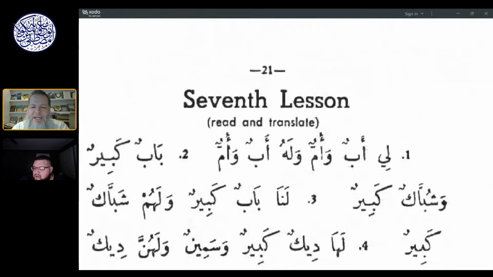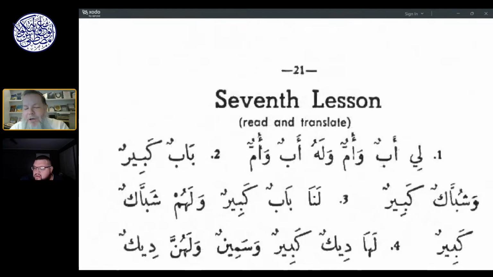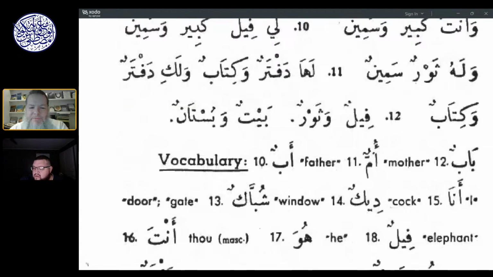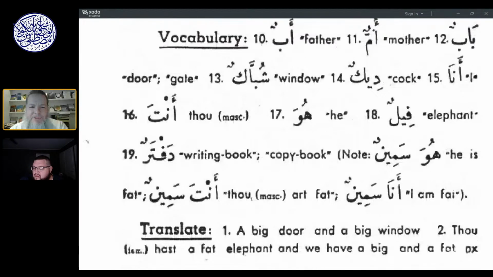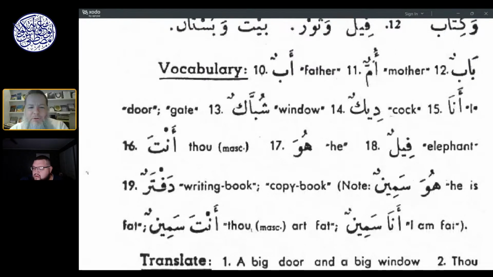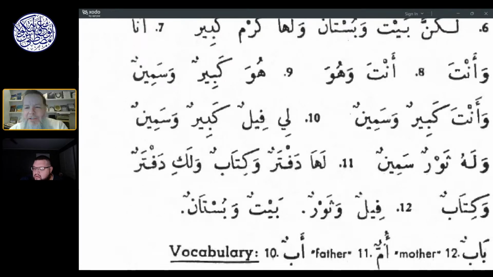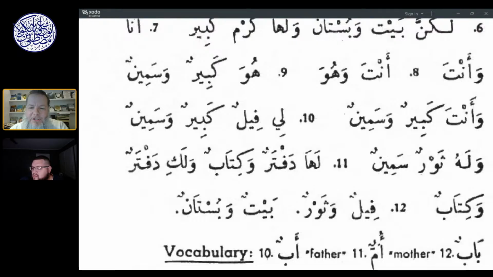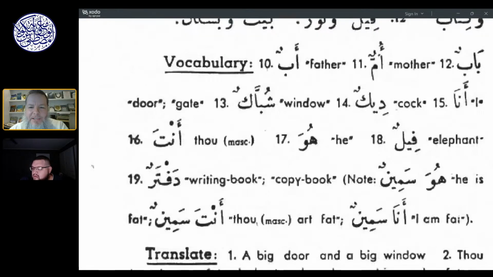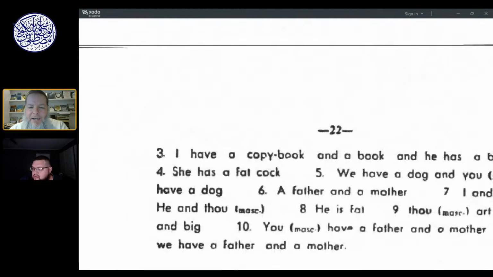Next lesson is just us learning new vocabulary words and using those words we already have, like li, laka, laki, lahu, laha, lakum, lakunna, lahum, and lahunna. Using those and learning how many new vocabulary words? It starts at 10 and goes to 19. So 10 new words that we'll be learning, inshallah ta'ala. And we'll just read and translate these into English along with learning those words. And then we'll also translate these English ones into Arabic. And that'll be our next lesson.